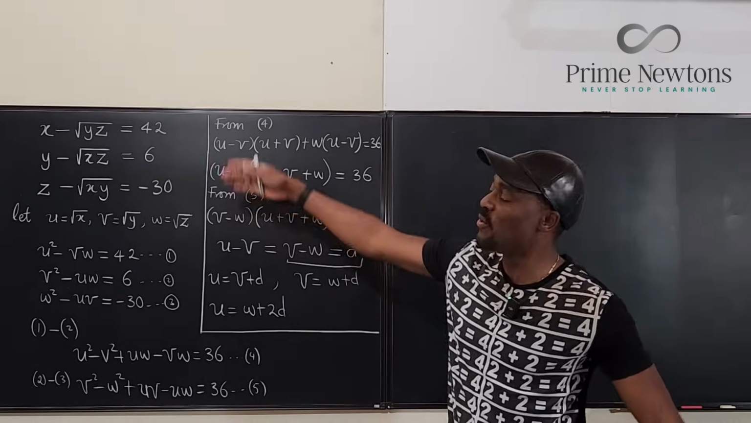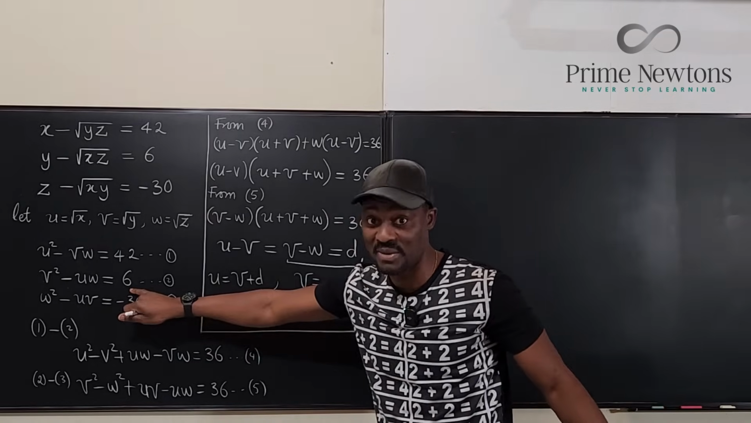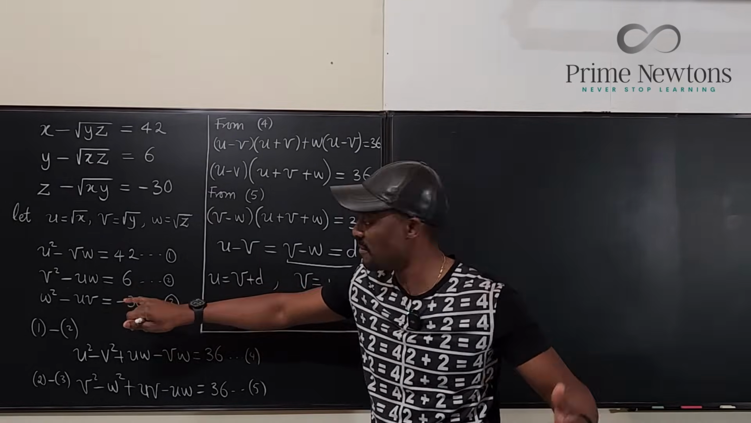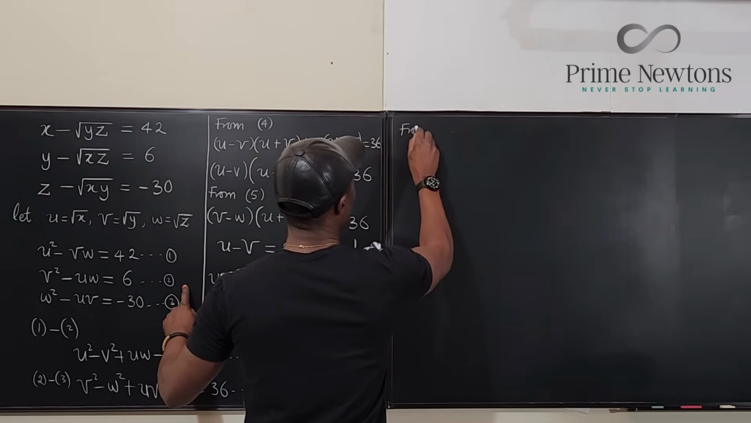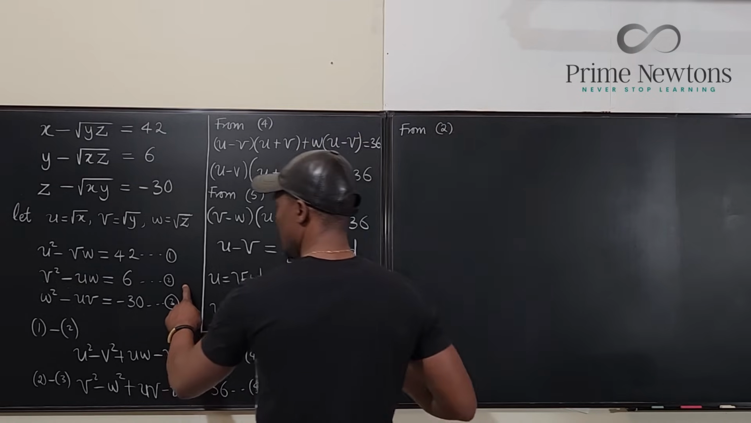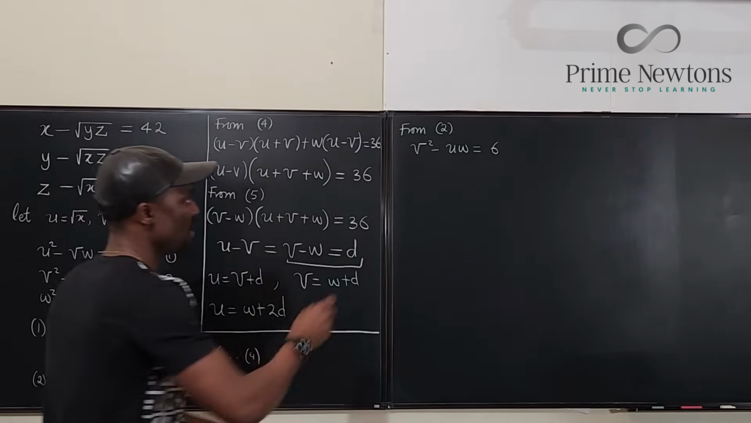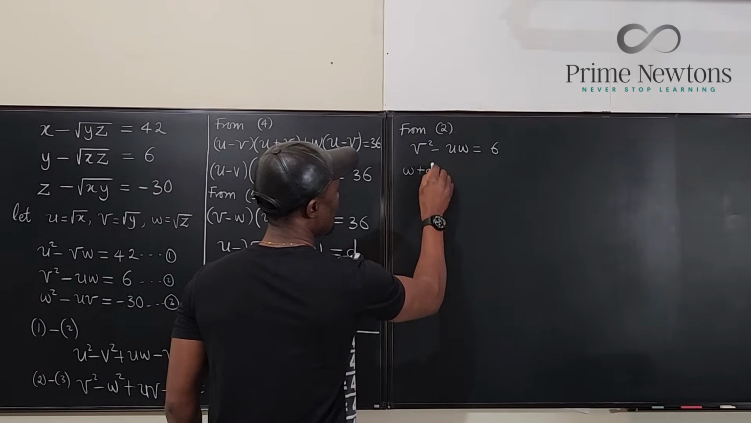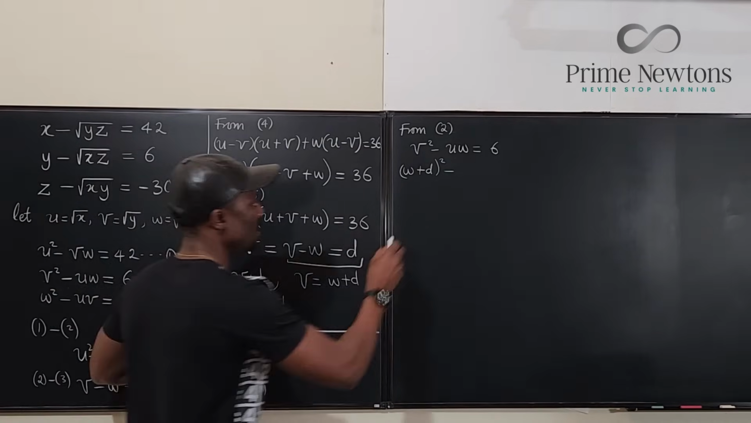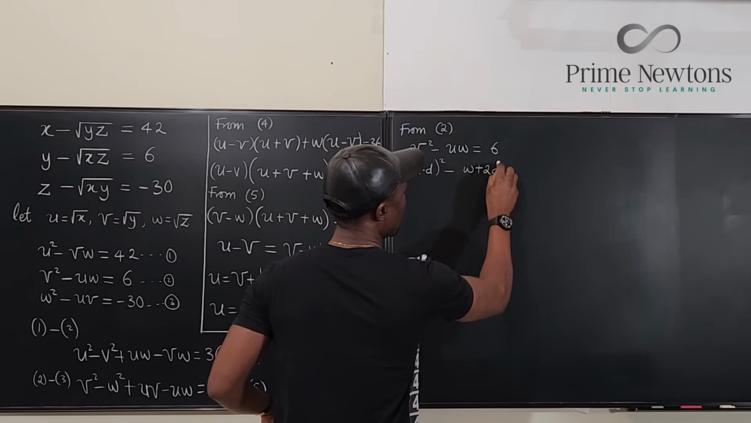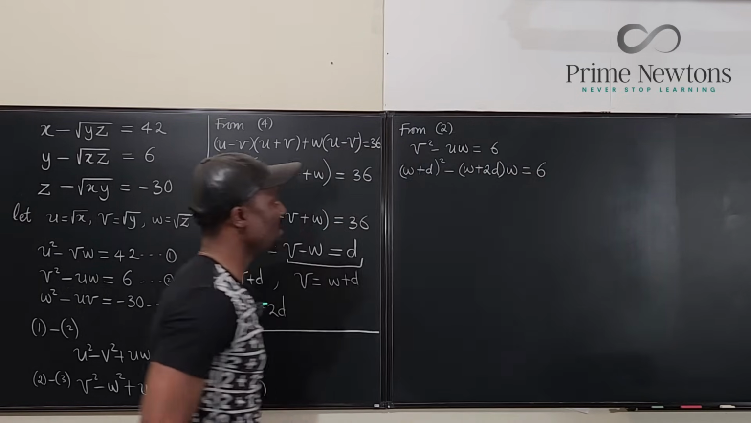So let's go back. Pick one of the equations that we started with. I want to take the smallest number because this one is easier to deal with, in my opinion, and use this equation. So from equation 2, we have v squared minus uw equals 6. V squared is going to be w plus d squared, minus uw, where u is w plus 2d, times w, equals 6. Let's go.